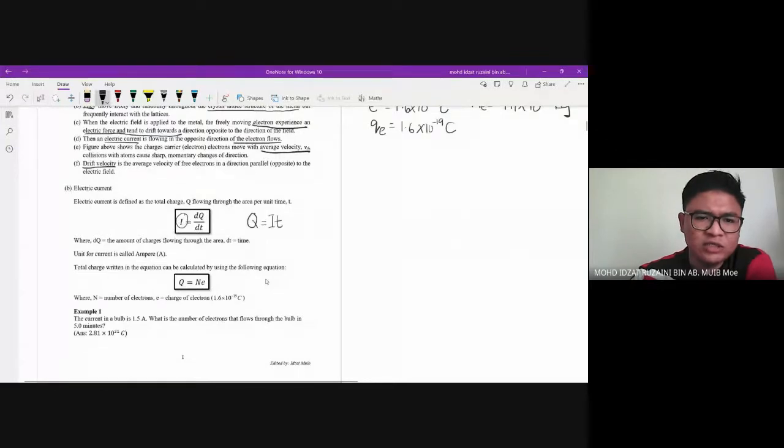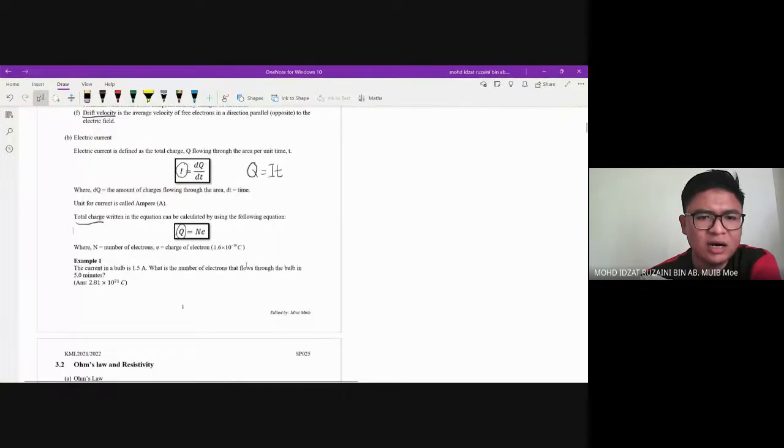This equation is also related to the other equation, which is Q equals NE. Can you see it here? Q equals NE. E is the charge of one electron, as given above. N is the number of electrons. Then you will get the value of Q, which is defined as the total charge.